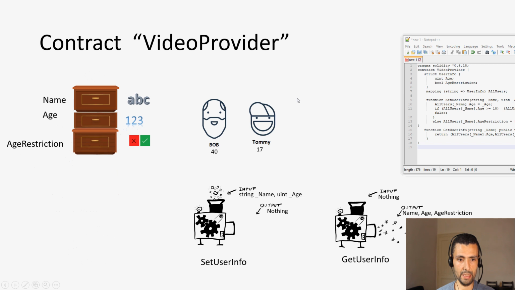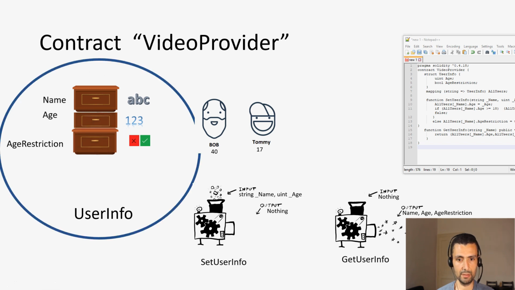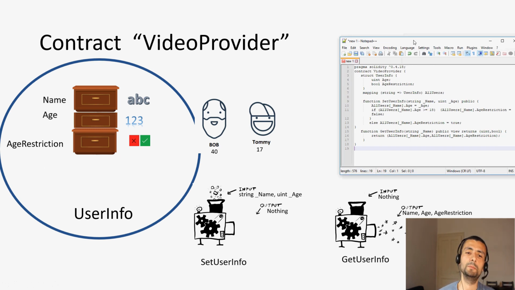The answer lays in something called structs. So, a struct is like a, we talked about a drawer. Now it's time to talk about a chest holding a lot of drawers. So think of it as a chest of drawers, and we'd like to give it a name and call it user info, so user information. So as you can see in our contract here, we define the struct by saying struct user info, and this struct would have an unassigned integer of age and a boolean of age restriction.